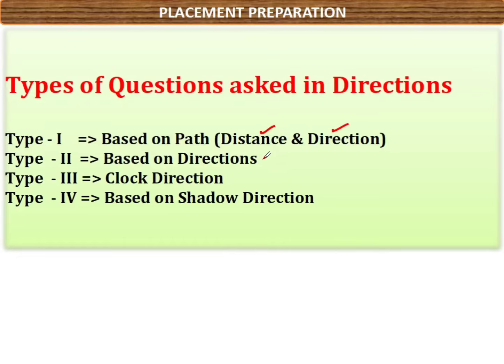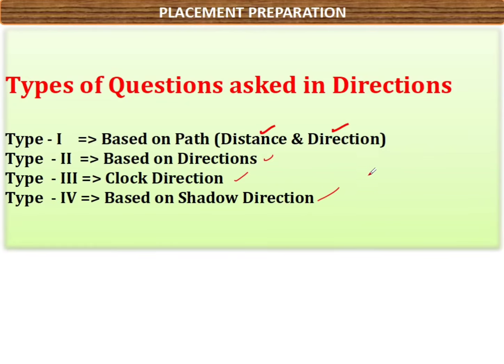Type 2, where they will ask only questions related to directions, no distance is involved. Then we also have questions of type 3, which I call clock direction, based on clock, say anti-clockwise, 60 degree, 30 degree, like that they will give. Then the last and very important one, shadow based questions, shadow direction.